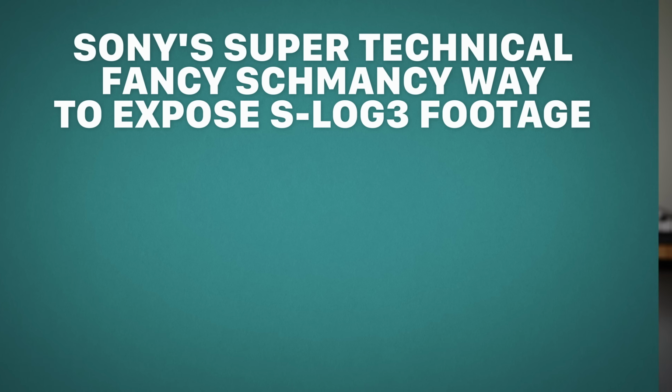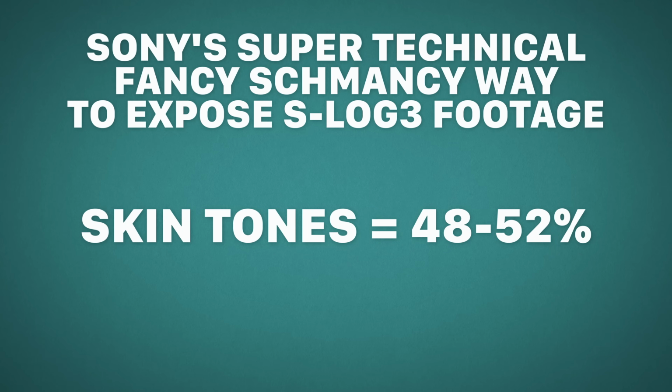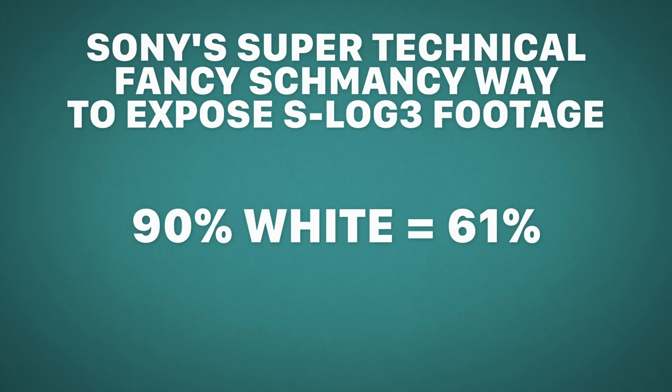Now what? Well, Sony has a super technical, fancy schmancy way that they want you to expose your image in order for it to perfectly translate back to the normal looking footage. Middle gray should be at 41%, skin tone should be between 48 and 52%, and 90% white point should be at 61%. And if that made no sense to you, that's okay, because we've got some tools built right into our camera that can help us properly expose S-Log footage without having to memorize a scientific data sheet.